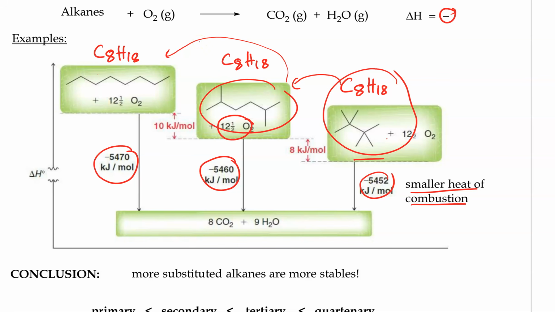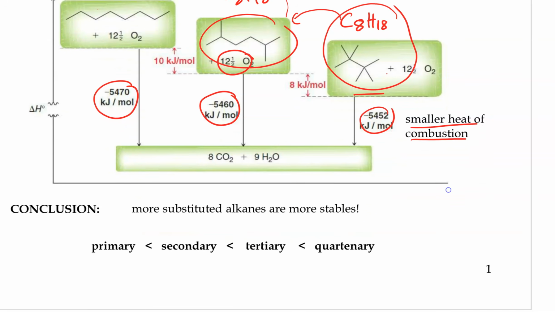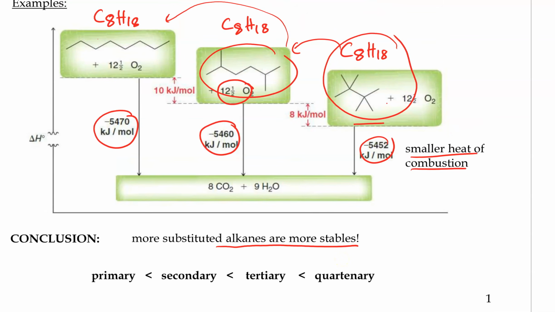And this brings us to the conclusion that the more substituted the alkane is, the more stable it will be. So in the end, primary carbons are less stable compared to secondary, and secondary are less stable compared to tertiary and quaternary. This is a very important point that we need to remember. Again, the more substituted the alkane, the more stable it will be.